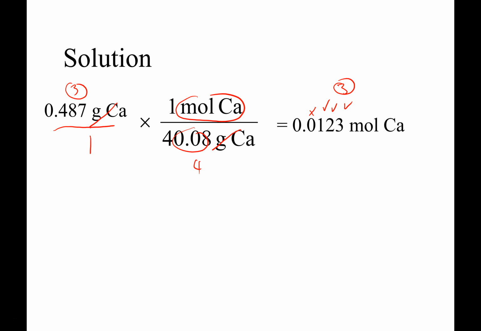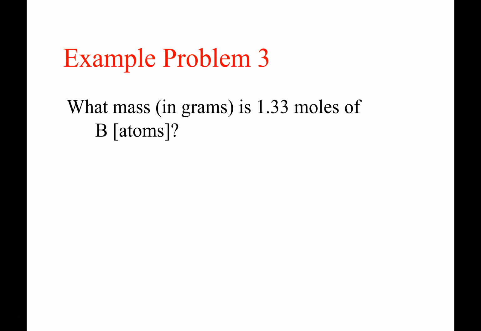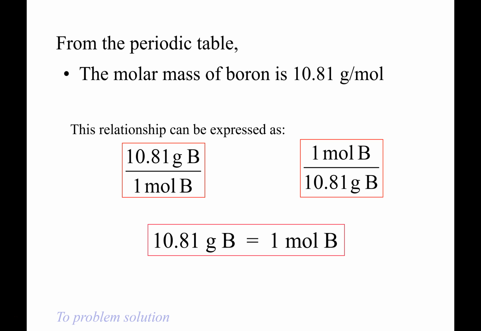I'm liking it. Let's do another one. So that was an example of what? Grams to moles conversion. So let's do a moles to grams conversion. What mass is 1.33 moles of boron? So it's going to take a similar pattern. I'm going to go to the periodic table and look up the decimal number for boron, and it's 10.81.